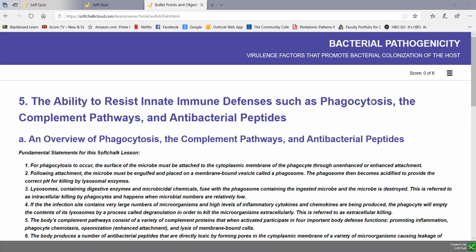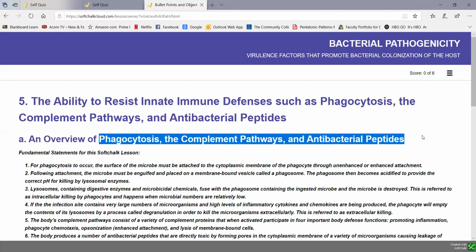But before we can understand how bacteria can resist our innate immune defenses in order to better colonize, we have to understand how these innate immune defenses like phagocytosis, the complement pathways, and antibacterial peptides normally function to protect the body. So in this SoftChalk lesson, we'll be looking at an overview of phagocytosis, the complement pathways, and antibacterial peptides.